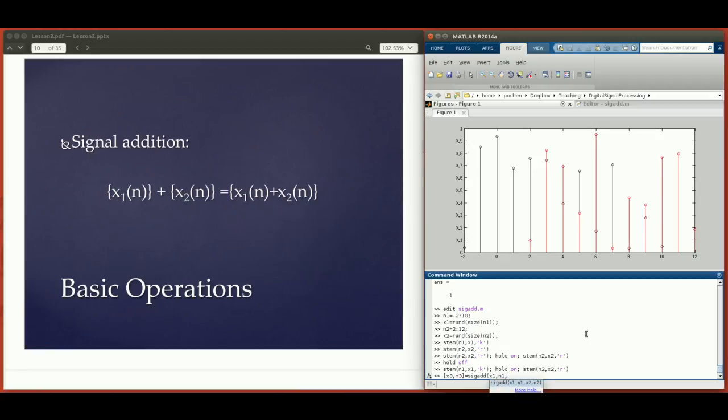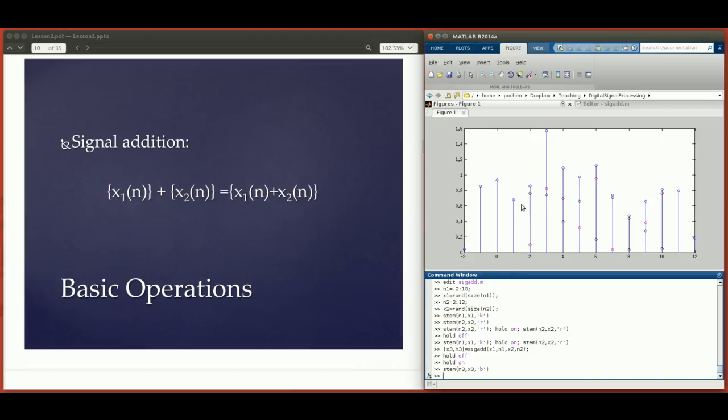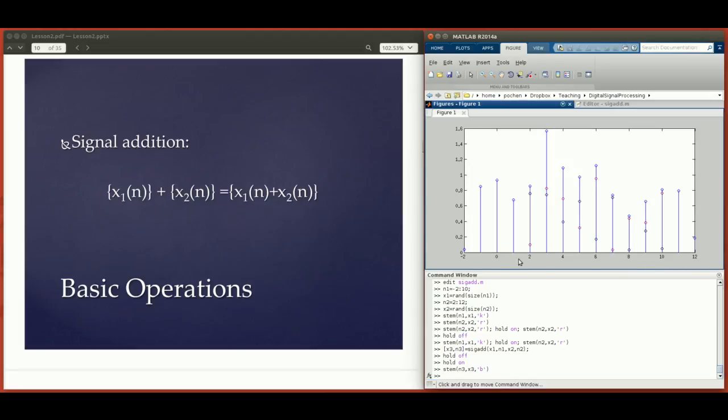x1, n1, x2, n2. And then let's plot the added signal. Maybe I should plot the added signal on top of these two input signals. Let's just do stem n3, x3, but this time using blue, for example, right? That's going to be our added signal. So the added signal actually goes from -2 to 12. Right? It contains the range of the two input signals.